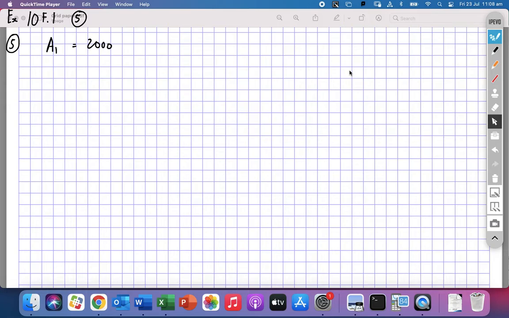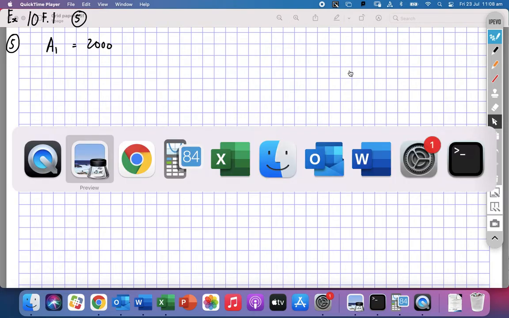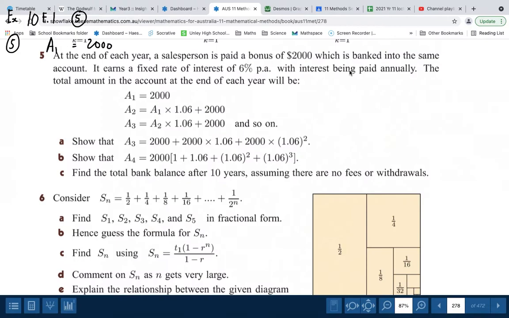Okay, this is exercise 10F1, question 5. Nice little application of a geometric series.